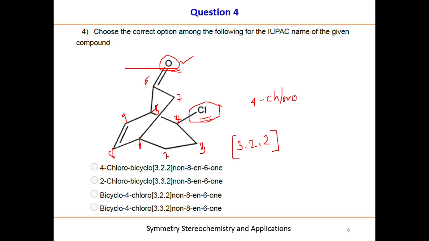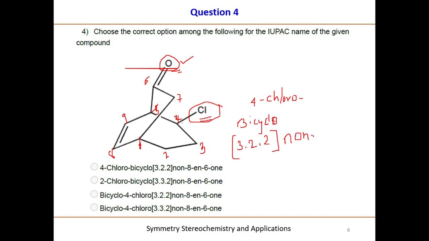Now the parent chain name is bicyclo 322, bicyclo 322. Here you can count that 9 carbon atoms are present. So this is a nonene system. So we will write here non, 9 carbon atoms, non.